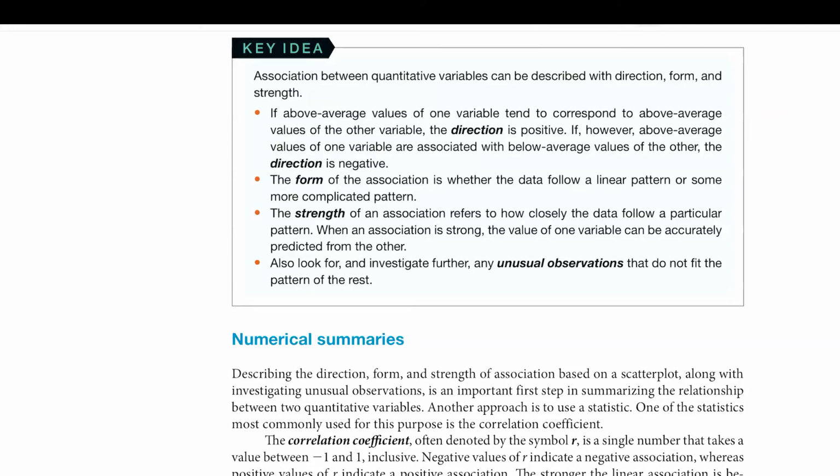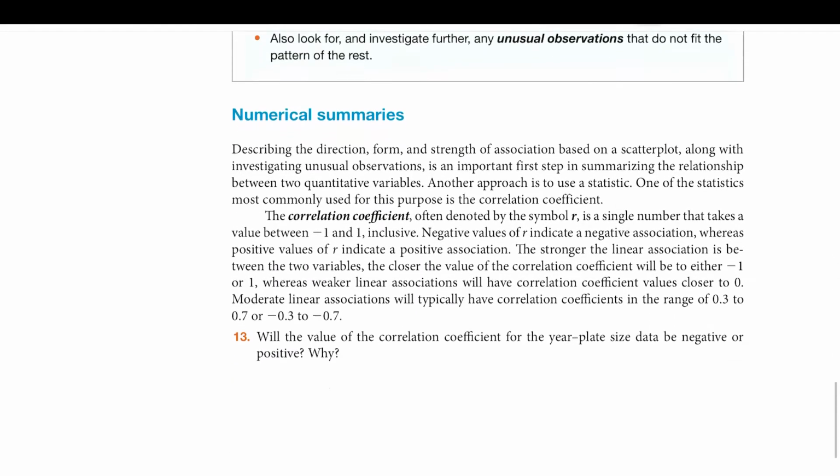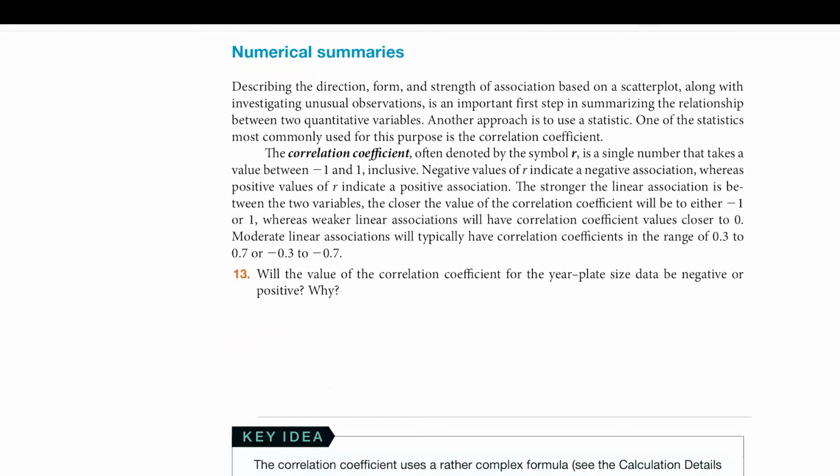The four characteristics that we just went over are summarized in this key idea box, so I strongly encourage you to read through the key idea box carefully and maybe make some notes for yourself. So when we want to summarize an association between quantitative variables, we consider direction, form, strength, and we also note whether there are any unusual observations.